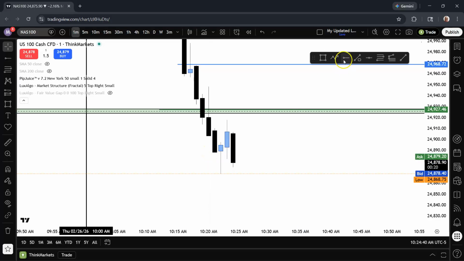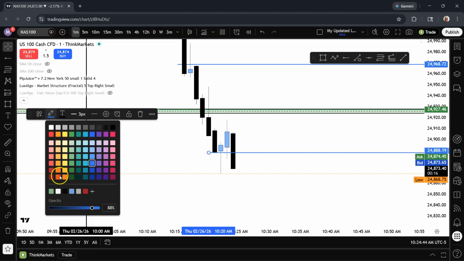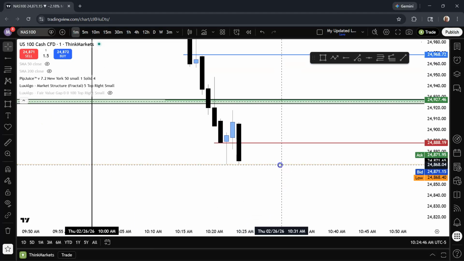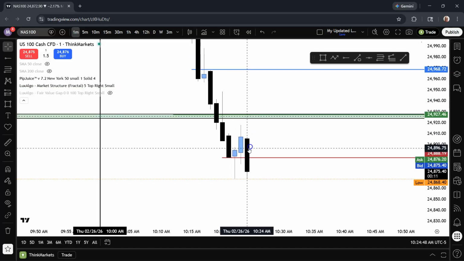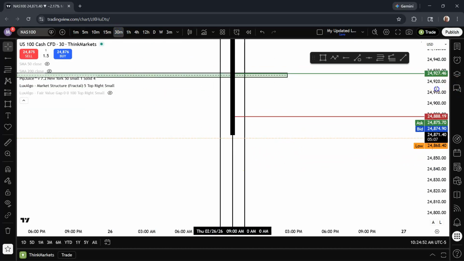Wow, it's going below. So be careful of fake outs. That's a fake out right there. Wow. Alright, so let's look left to see what's going on.